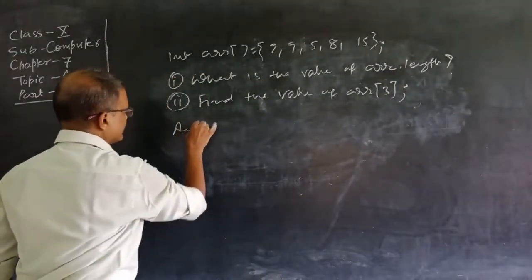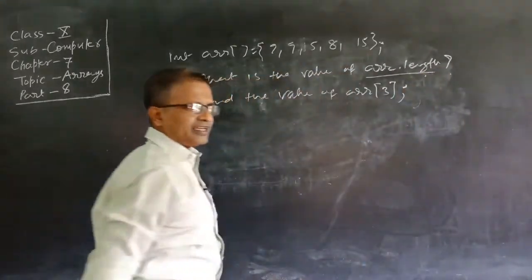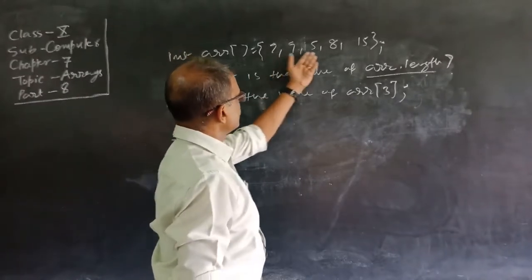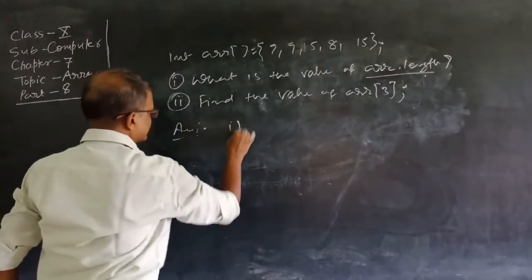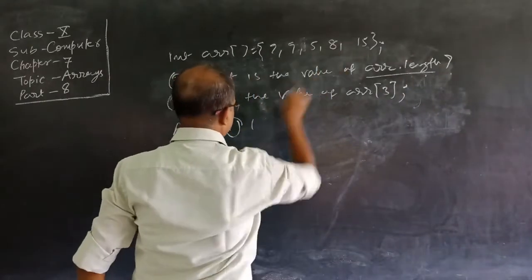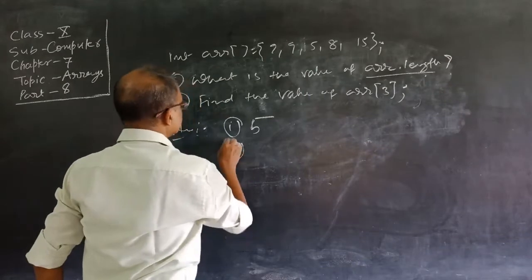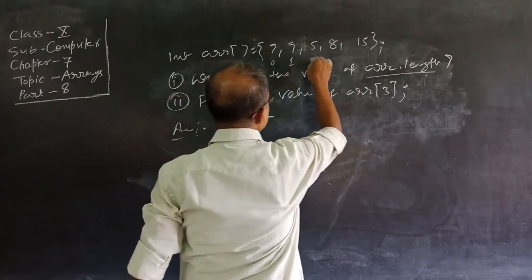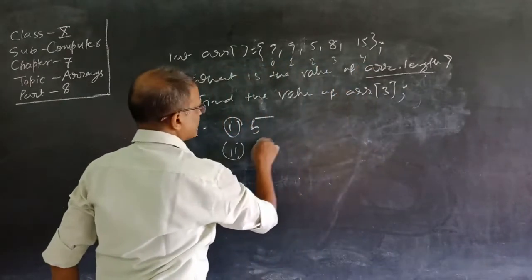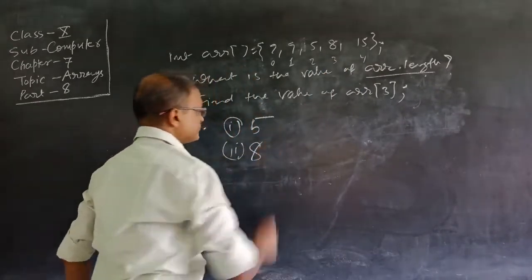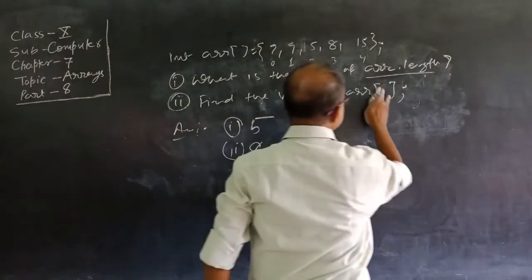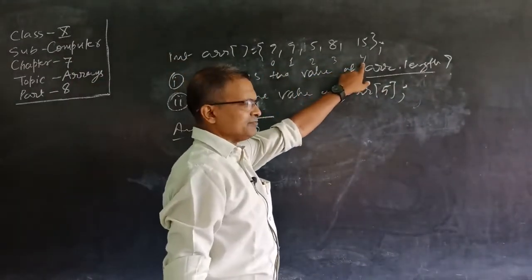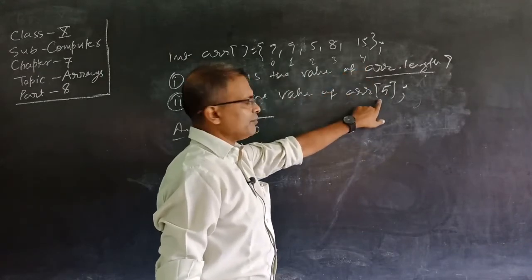So the answer you can find, it's very simple. What does arr.length give? Size of the array. Size of array means number of elements of the array, 1 2 3 4 5. So first answer will be 5, and the second is the value of arr[3]. You know that indexing of array starts with 0, so 0 1 2 3 4, so definitely arr[3] will be 8.